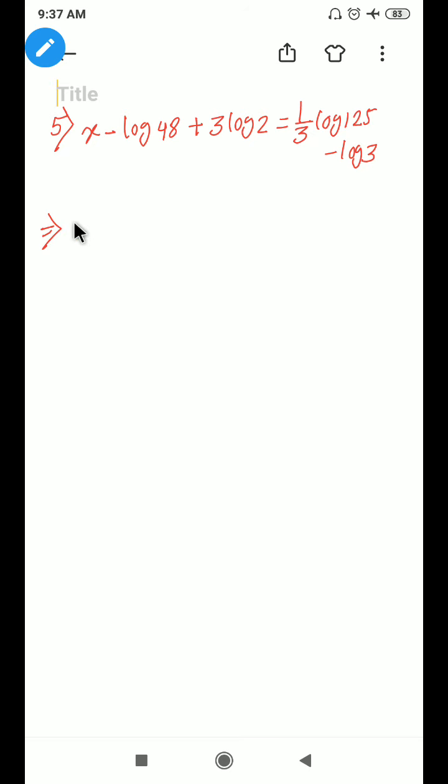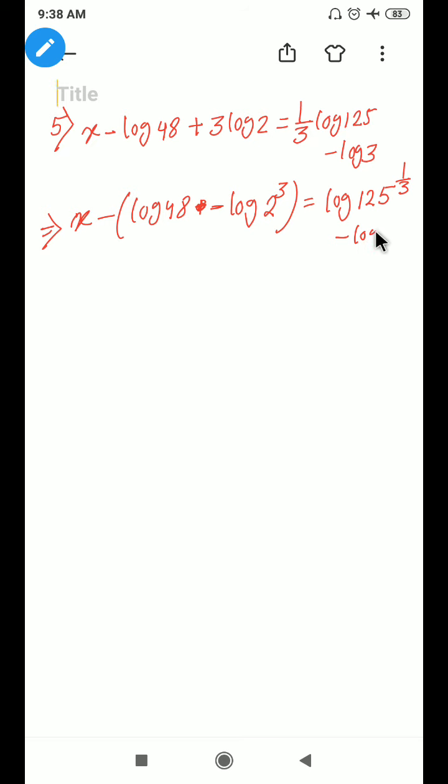Now look, x minus, if you take the common minus from here, it will be log 48, and this 3 and this minus will be plus, will become minus, and this 3 goes up as the power of 2, that will be 2 cube. So log 2 cube is equal to log 125, this 1/3 goes up as the power, so 125 whole to the power 1 by 3, minus log 3.